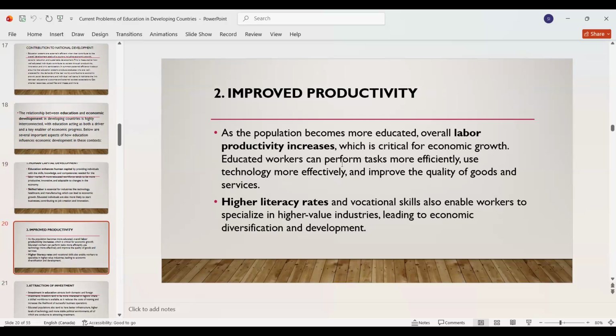Second one, improved productivity. Read this and see whether you can answer.